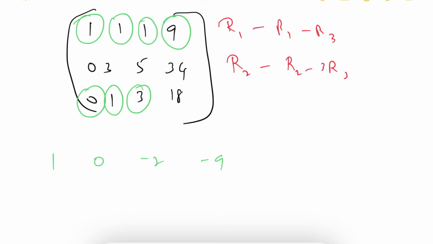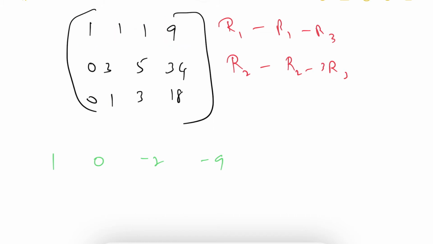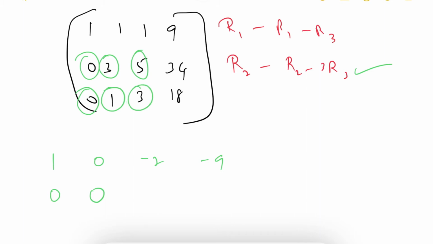Okay, next, row 2 I need to change now. So what is there in that row to change? Row 2 minus 3R3. So 0 minus 3 into 0, 0 only. 3 minus 3 ones are 3, so 3 minus 3, 0. 5 minus 3 3s are 9, 5 minus 9 is minus 4. 34 minus 18 3s are. What will we get then?